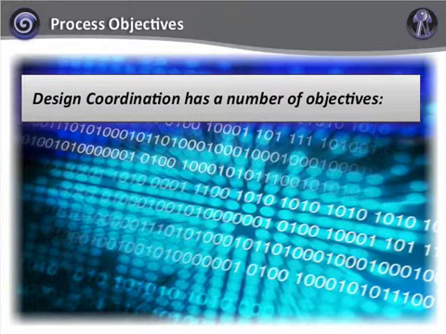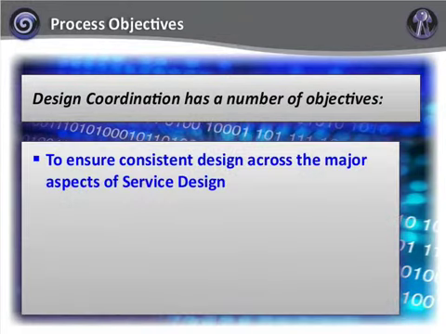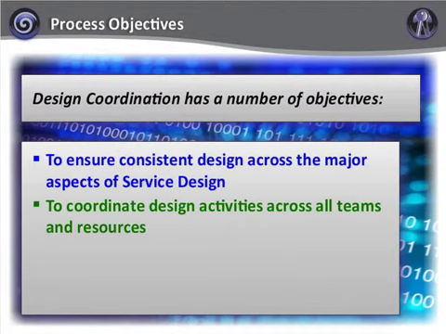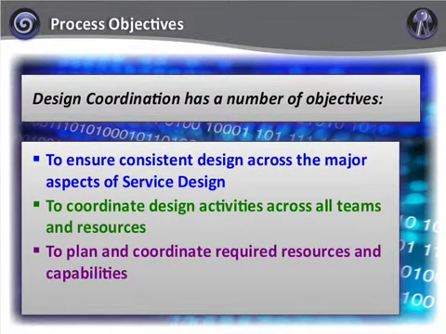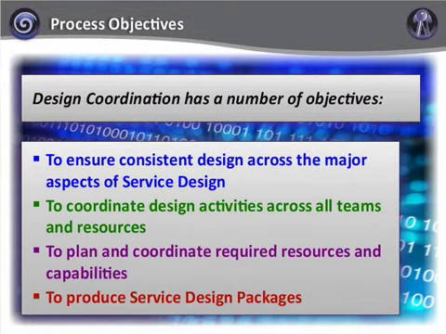The first process objectives are to ensure consistent design across the major aspects of service design, aligned to current and future business requirements, to coordinate design activities across all teams and resources, to plan and coordinate required resources and capabilities, and to produce service design packages.